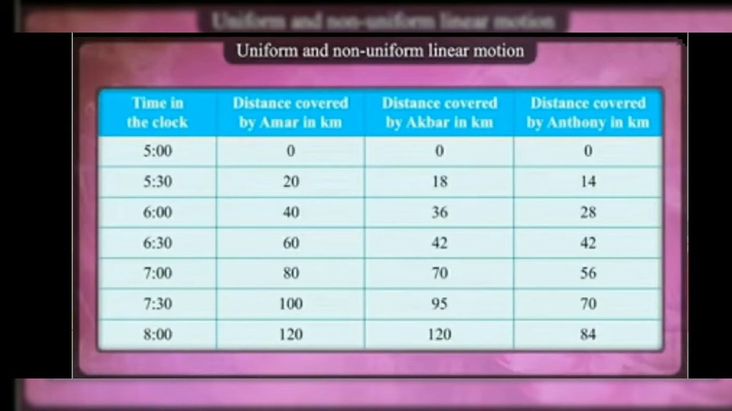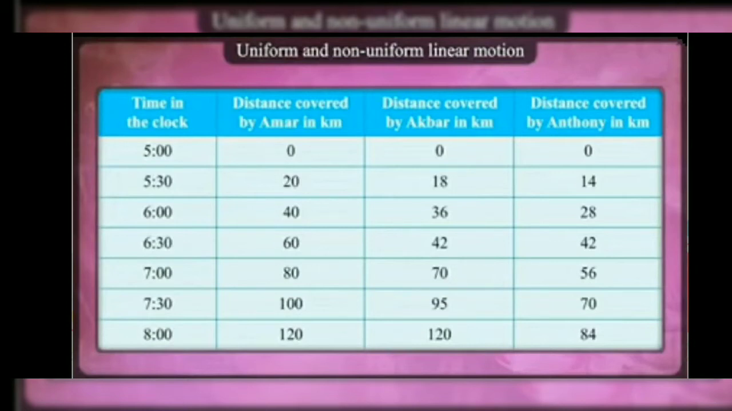Next, who has covered equal distances in equal time intervals? Yes, absolutely correct, it is Amar. Amar has covered an equal distance, 20 kilometers, in an equal time interval of 30 minutes. Now children, are all the distances covered by Akbar in the fixed time intervals the same? No, the distances covered by Akbar are not the same in fixed time intervals.